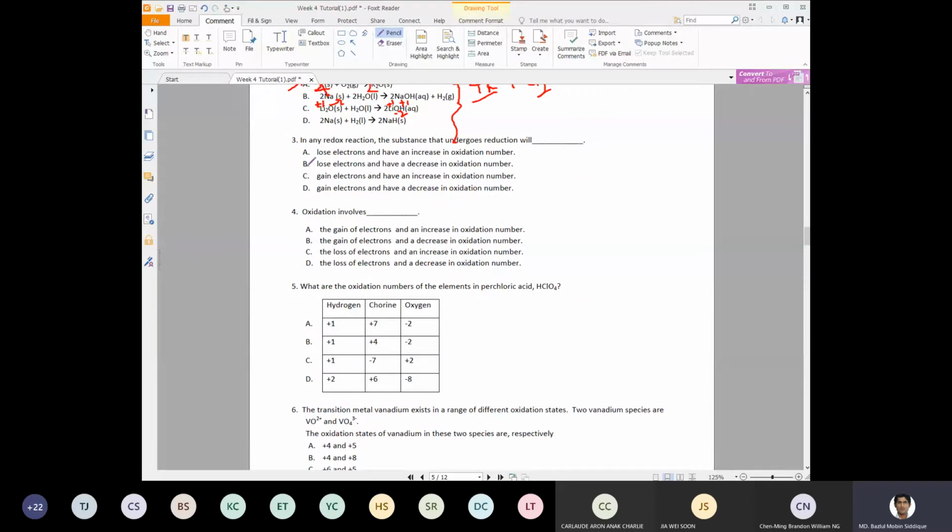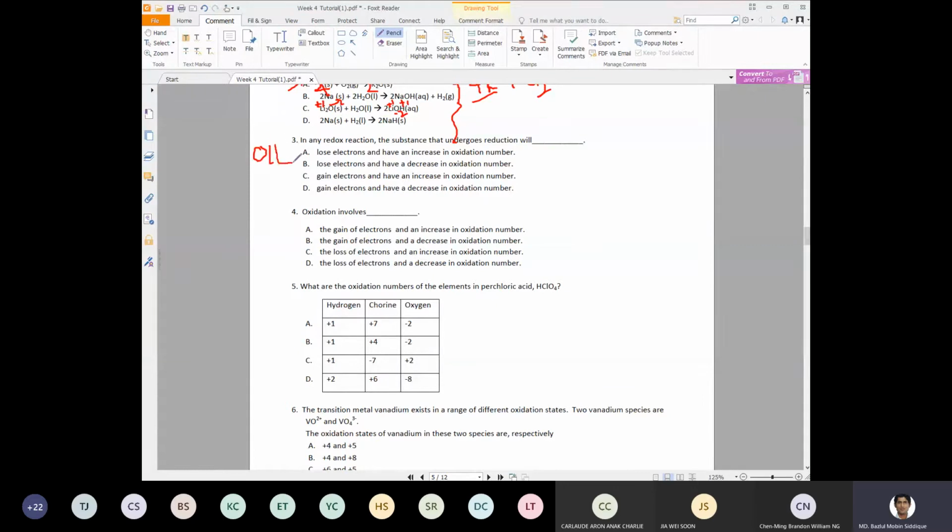Okay, question number 3. In any redox reaction, the substance that undergoes reduction, what will happen? Reduction means gaining of electrons. OIL RIG, always remember OIL RIG.